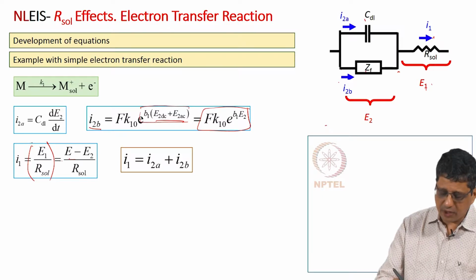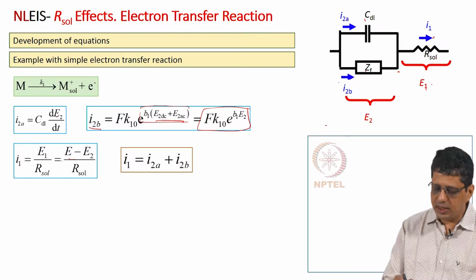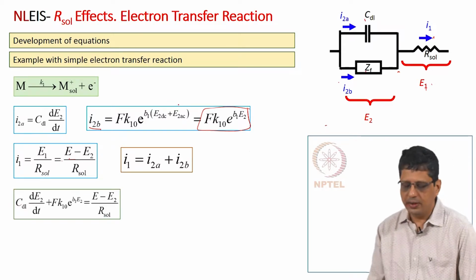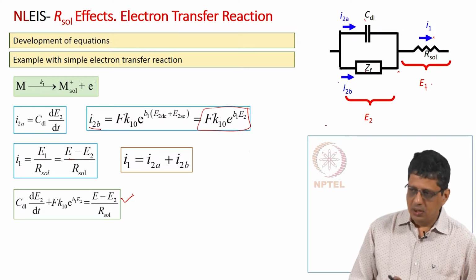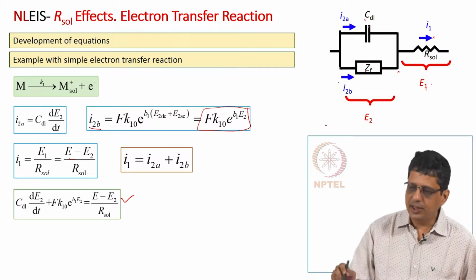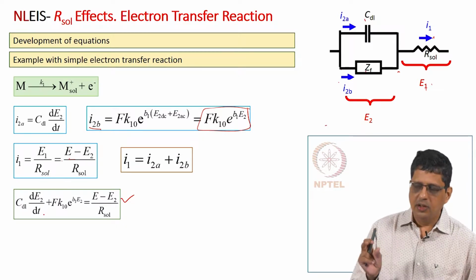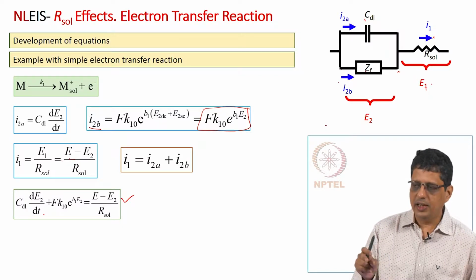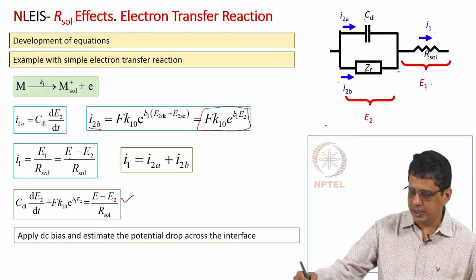We have an expression for I1 written in terms of E2, an expression for I2A written in terms of E2, and an expression for I2B written in terms of E2. So, we can put them together, and we have an ordinary differential equation incorporating the solution resistance effect. We know E, we control E, we do not know E2, we have to find the E2 value, we have to find the E1 value, so that we can estimate the I1 value. I1 is the current that is measured.